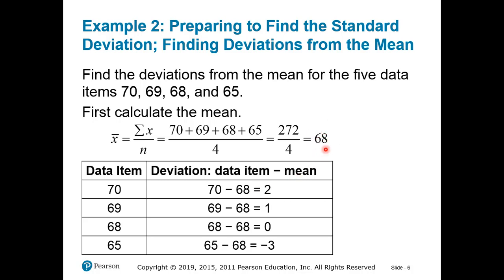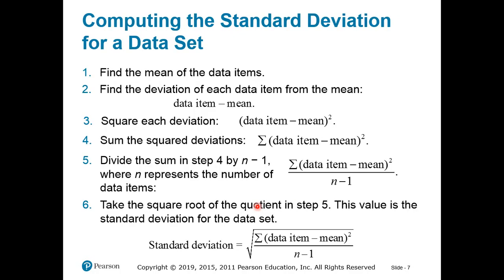You could have made a mistake here, and then that would also affect this as well. So you either made a subtraction error or you made a calculation error up here. But anyway, these are the deviations. Now, what are we going to do then? Well, then what we're going to do is we're going to square those deviations.